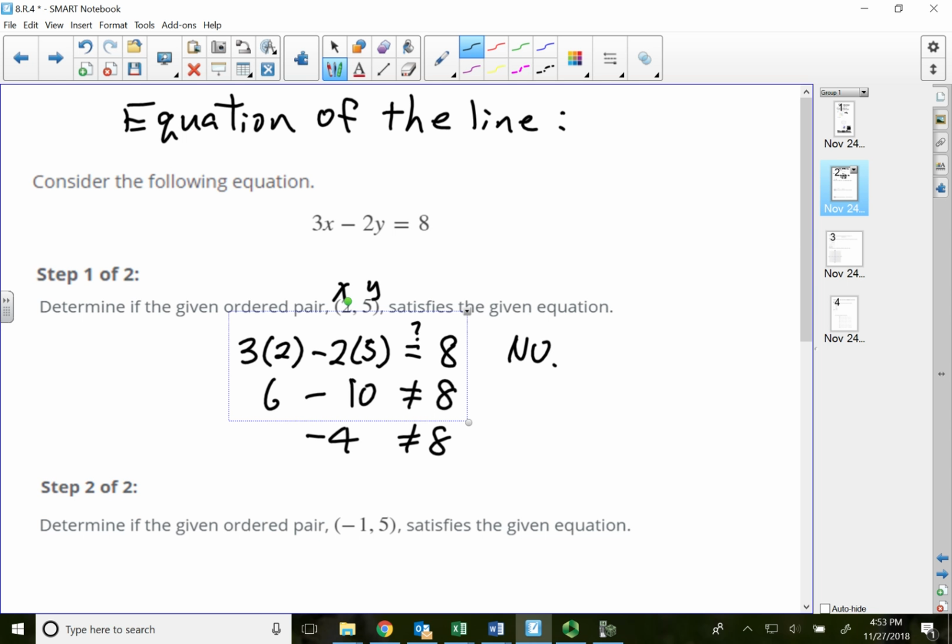Okay, so what does it mean? Let me write it down. So no, I'm going to write a little bit more. No here simply means 2 comma 5 does not satisfy the given equation of the line.